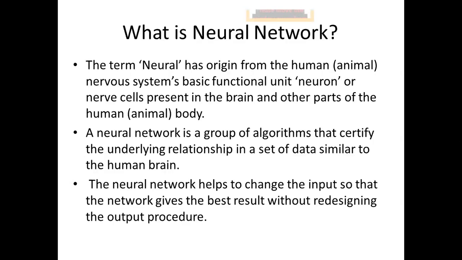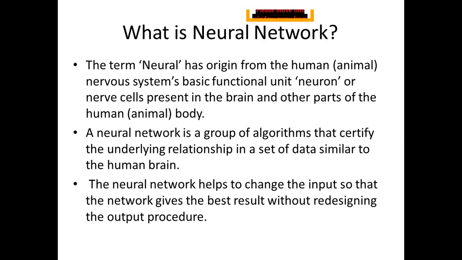And we want to know, first of all, what is a neural network? Actually, we discussed what is said to be an artificial neural network, but initially we want to know what a neural network is. The term neural originates from the basic functional unit of the human nervous system, called neurons. Neurons are present in the human brain and other parts of the human body, and in animals too. A neural network is composed of a group of algorithms that certify the underlying relationship in a set of data, similar to the human brain.